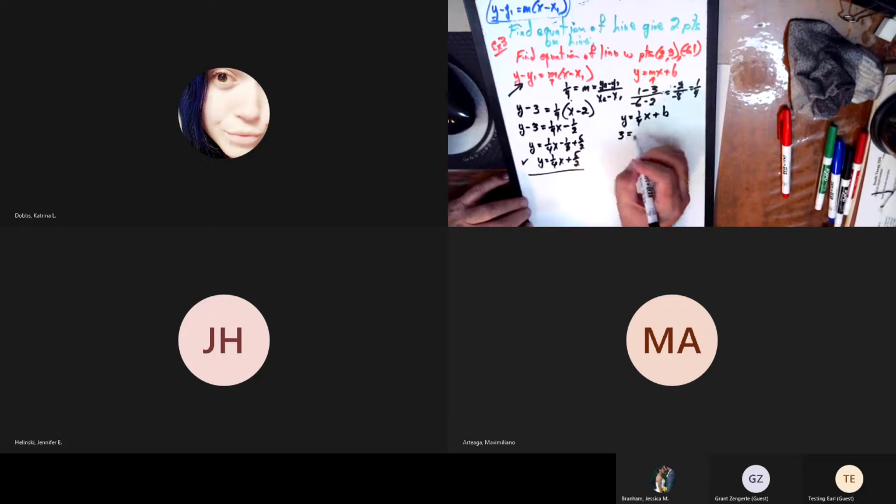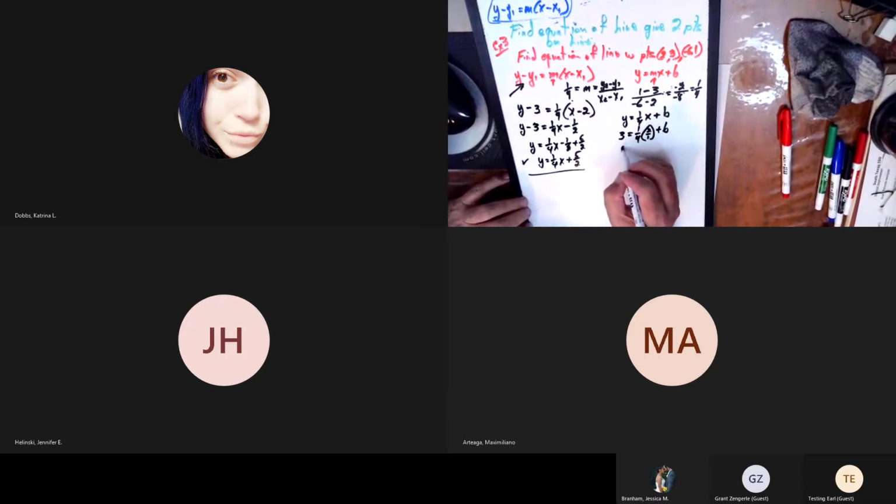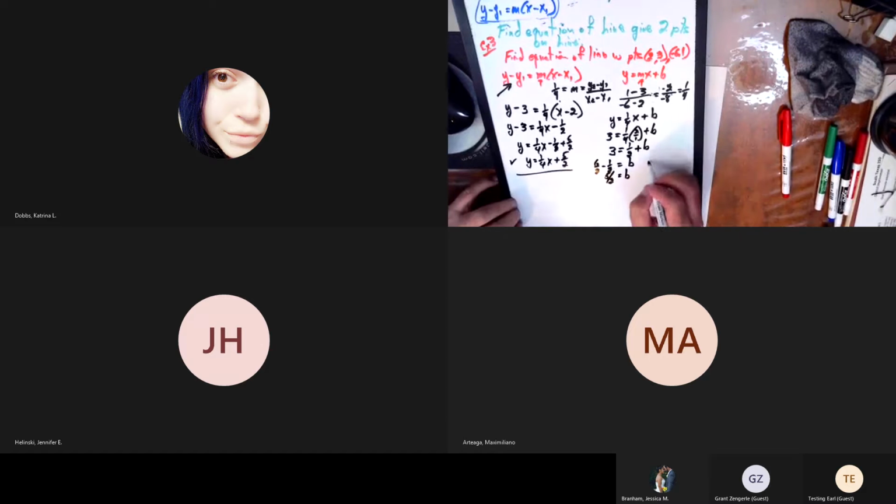So I take 3 equals 1/4 x. X is 2 plus b. 3 equals 1/2 plus b. Subtract a half from both sides. I got 6/2 minus 1/2 is equal to b. And again, I get b is equal to a positive 5/2. Once I have b is 5/2, I can write the equation. Y equals my slope, x plus, and again, we got the exact same equation both ways, whichever we want to do it.